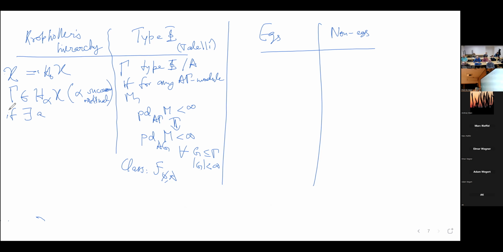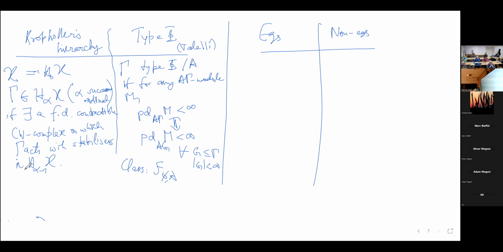there exists a finite dimensional contractible CW complex on which gamma acts by permuting cells with stabilizers in H alpha minus 1 X.